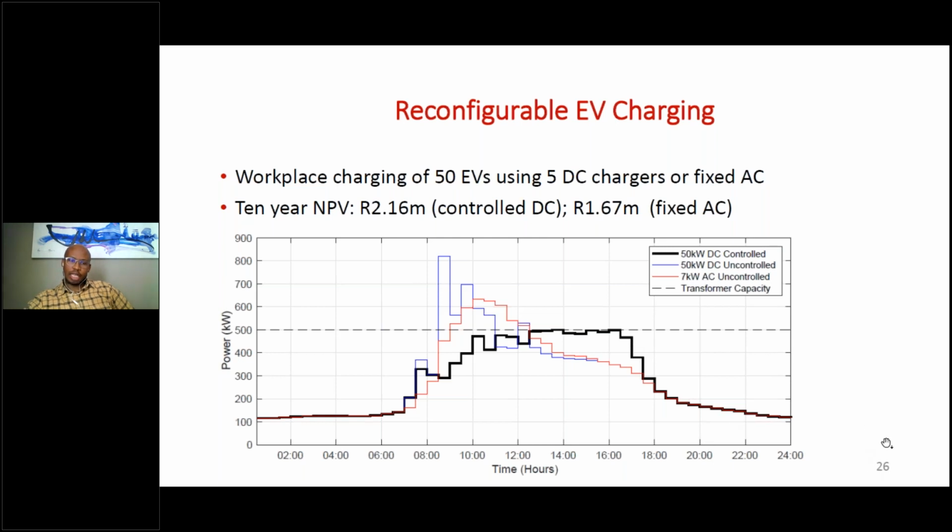I should also point out that with this approach, reconfigurable charging, we have a 10-year NPV of about 2.16 million Rand with controlled DC charging, and then about 1.6 million Rand for fixed AC charging. So that just shows the attraction of using a reconfigurable system.